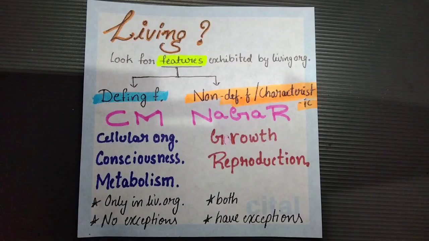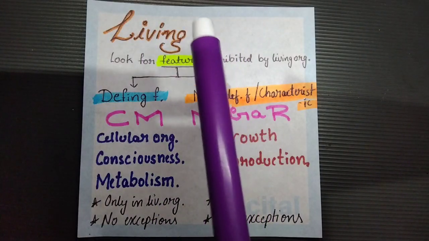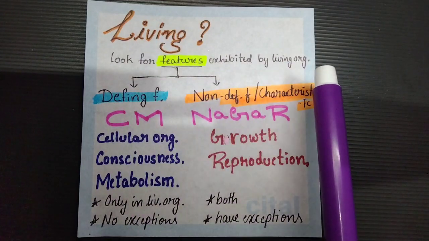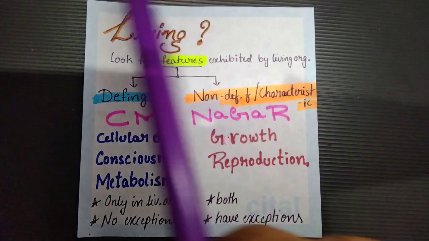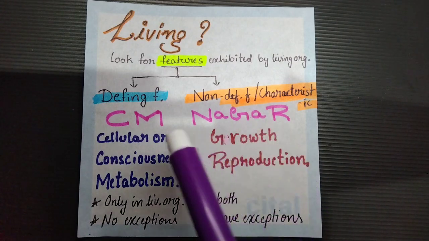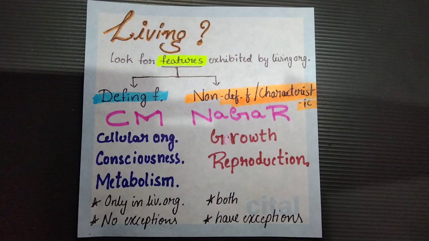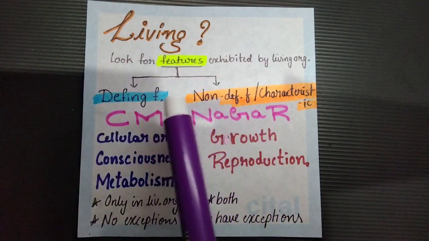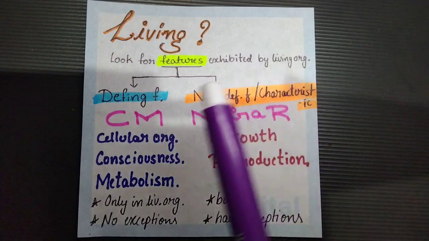This chapter starts with the question, what is living? To know what is living, we have to look for features exhibited by living organisms. That means to understand what is living, we have to look for properties present in living organisms, properties like growth, reproduction, presence of cells, and so on. These properties are classified into two groups: defining properties and non-defining properties.